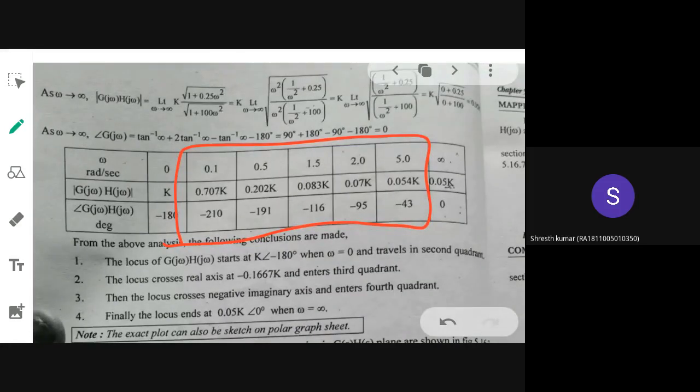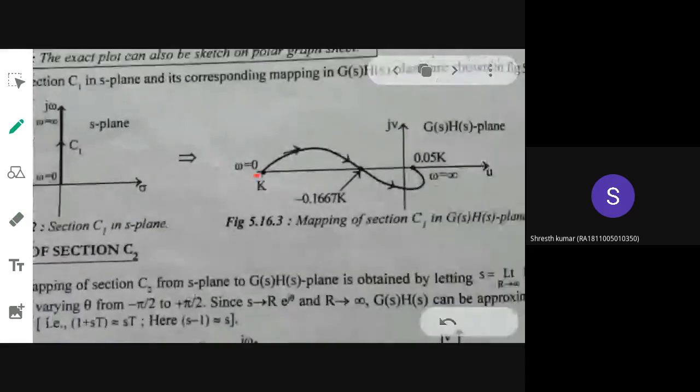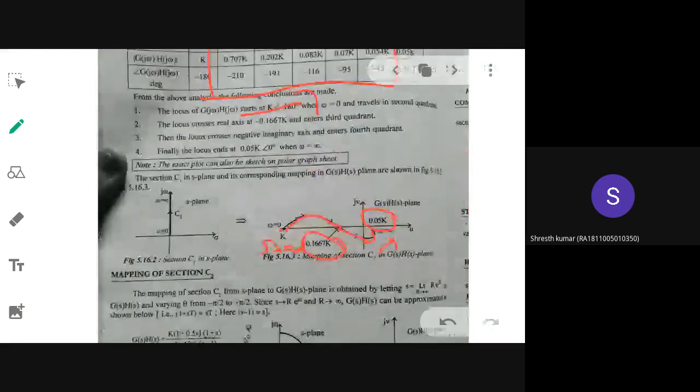If you calculate the magnitude and phase angle for the in-between values, you will be able to draw it accurately. Otherwise it will be a simple straight line. It all depends upon how you visualize. So this is the start, and for the extra values you have made this envelope, and it crosses over at minus 0.1667, then it travels and ends at 0.05 k, where omega is equal to infinity and the angle is 0 degrees.